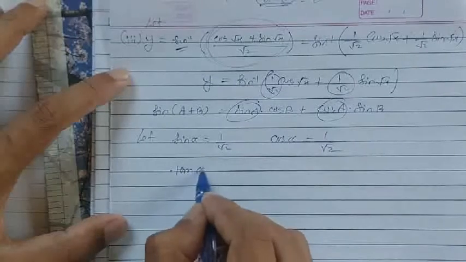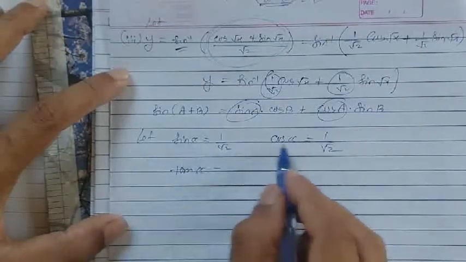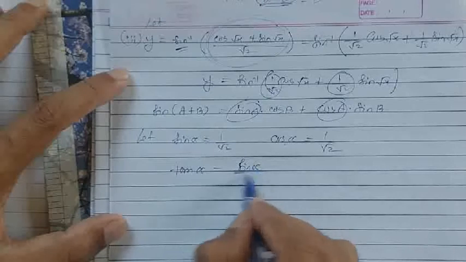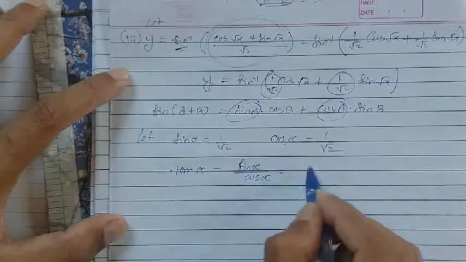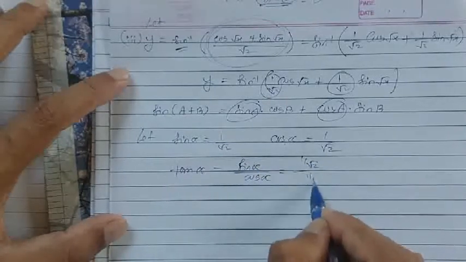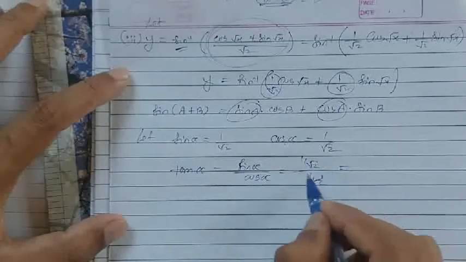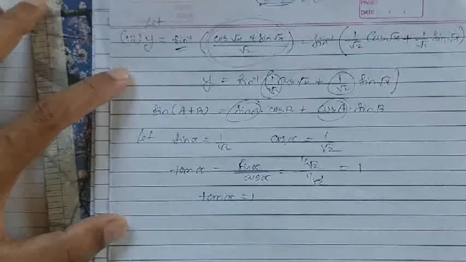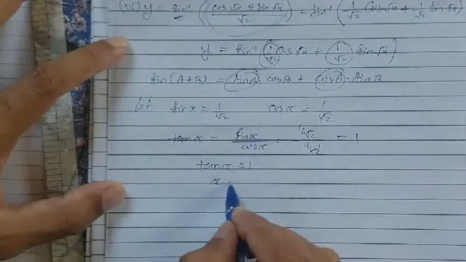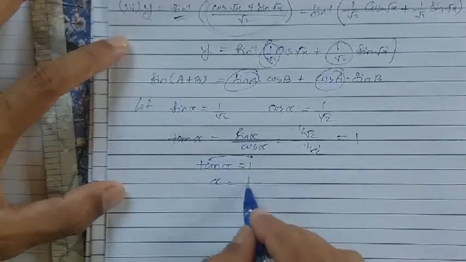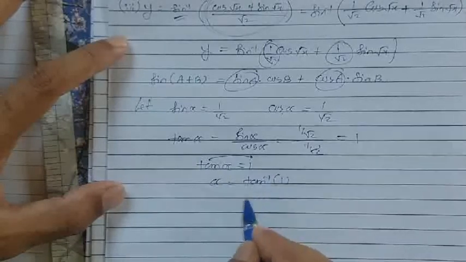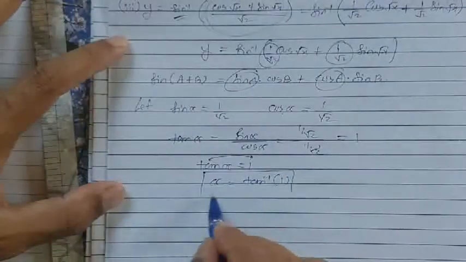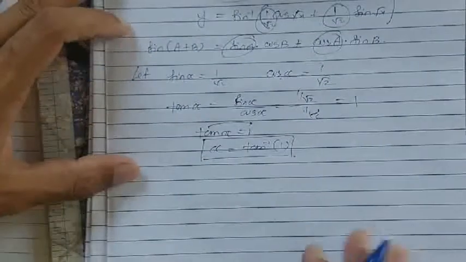Then what is the value of tan of alpha? Sin alpha divided by cos alpha. So what we get again? 1 upon root 2 divided by 1 upon root 2. Both are getting cancelled, gives us 1. So tan of alpha we have 1. So what is the value of alpha? Shift that tan from LHS to RHS. It generates tan inverse. So alpha value is nothing but tan inverse of 1.